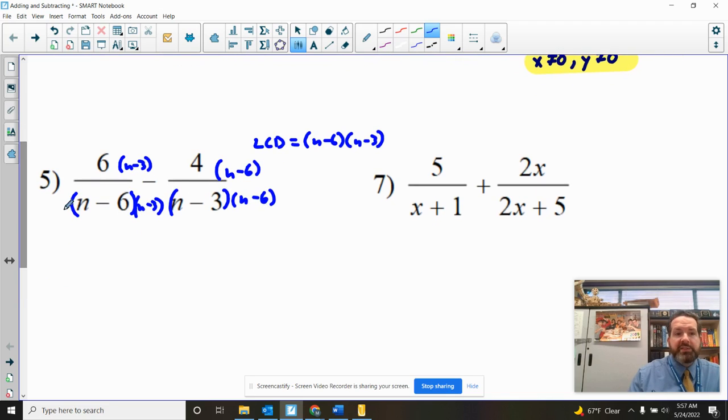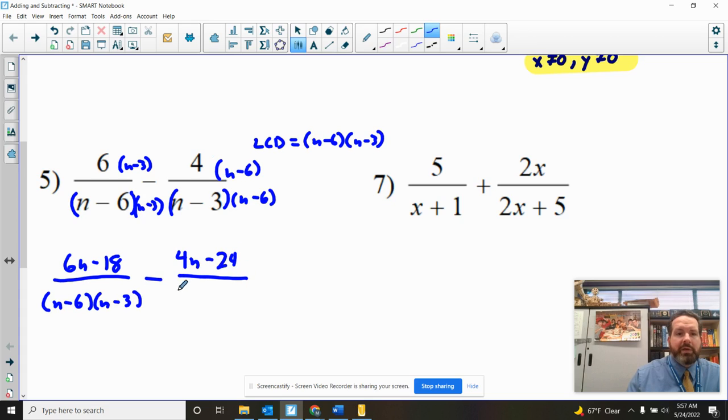Let's do then two things. We're going to distribute, so 6n minus 18 over this LCD minus, distribute the 4, 4n minus 24 over. All right, it's a subtraction, so let's change to addition of the opposites. I'll tell you what, I'm going to rewrite that 4. That's not the best 4 I've ever made. And so here we go.